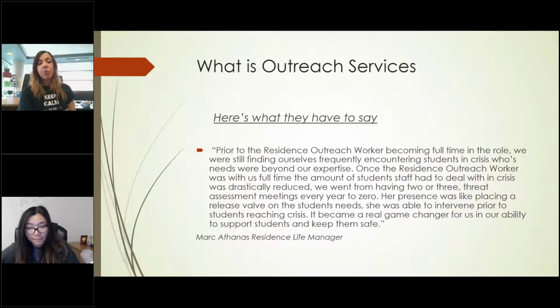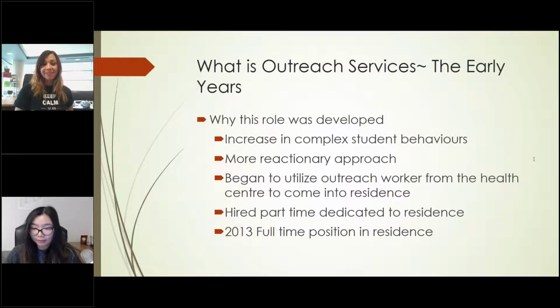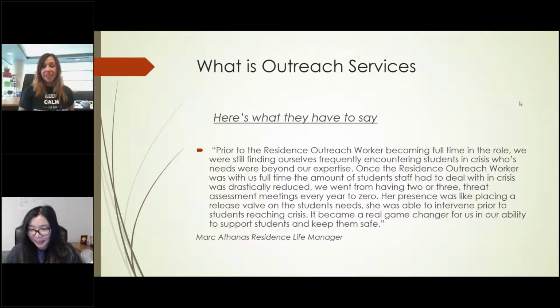So here's what Marcus Landis, Residence Life Manager, had to say in regards to the position. I'll just read from the slide here. Prior to the residence outreach worker becoming full-time in the role, we were still finding ourselves frequently encountering students in crisis whose needs were beyond our expertise. Once the outreach worker was with us full-time, the amount of students staff had to deal with in crisis was drastically reduced. We went from having 2 or 3 threat assessment meetings every year to 0.